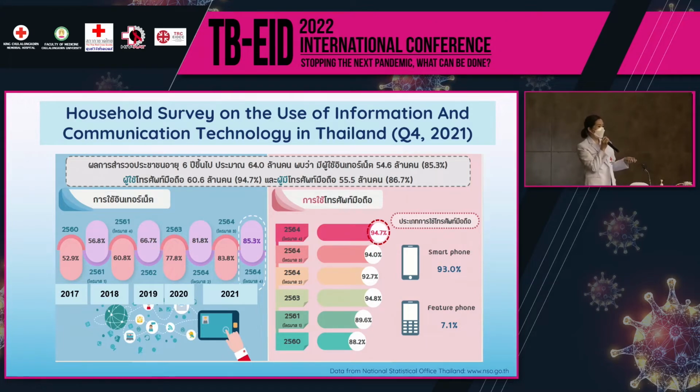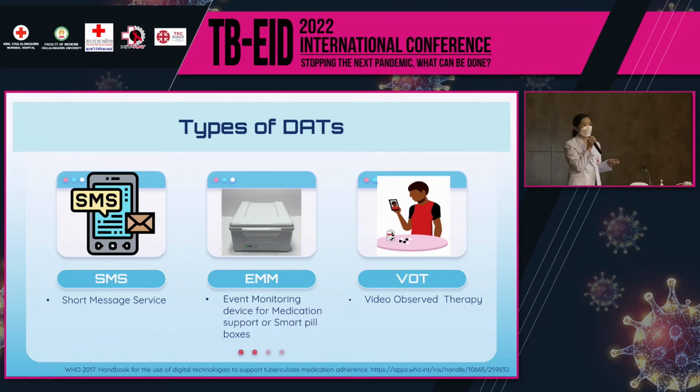The left-hand side shows that internet use has substantially increased in recent years. Since 2017, about 55% were using the internet, but it has increased over the years, especially after 2019, when we had the COVID pandemic. Internet use increased up to 85.3% in the last quarter of last year. So our lifestyle has been very heavily involved with digital technology.